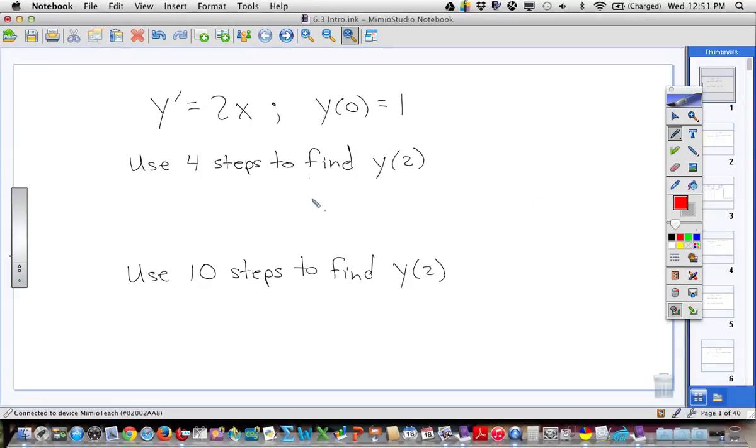All right, so we got an answer of 4. Now, I shouldn't say equals, that's approximate. Okay, so y of 2 is approximately 4. Okay, 10 steps would be better, and we're going to do that on the calculator here in a second.